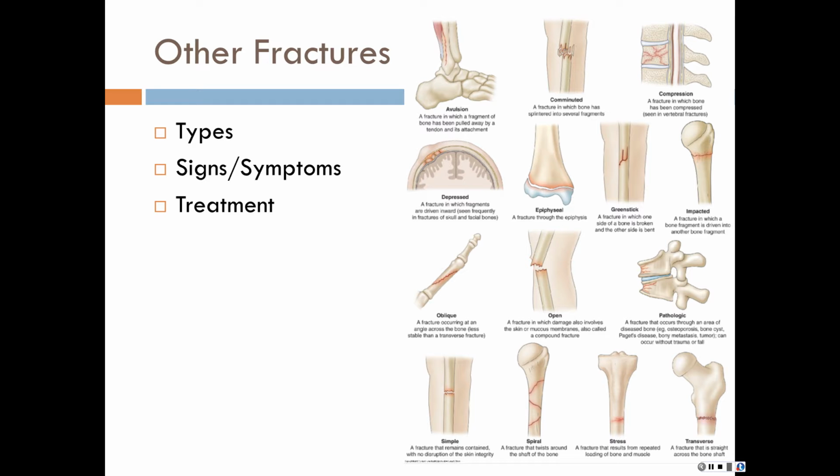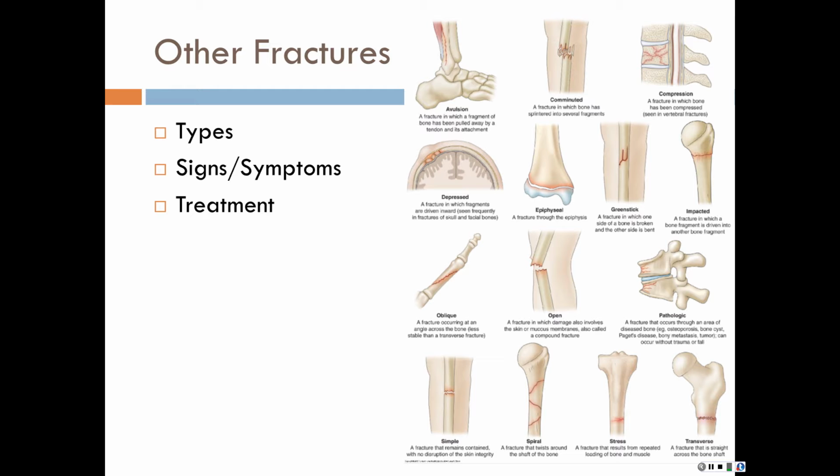So you can do closed reductions, and this is through manipulation or manual traction. Some people have to be put under anesthesia for this to happen. Sometimes it can be done in the ER, where we can manually reduce a fracture. But there are times when we need to put them under anesthesia and maybe put a pin in to keep the bones in alignment afterwards.